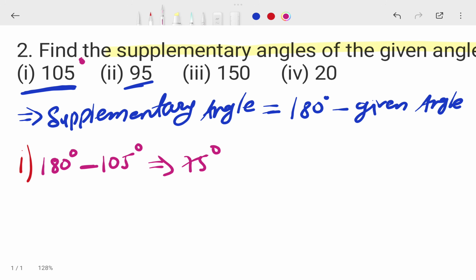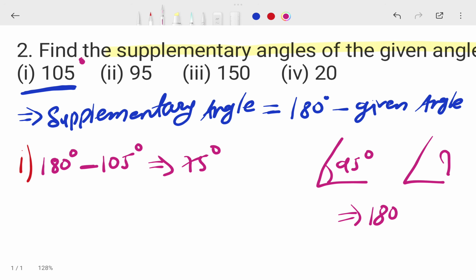If you are not getting my point, then you will get it. Let's come to the second question. The second angle is 95. What should the next angle be to make the supplementary angle? The supplementary is 180. So what will be the next angle? We don't know. What will we do? We are going to subtract. So the total supplementary angle is how many degrees? 180 degrees.